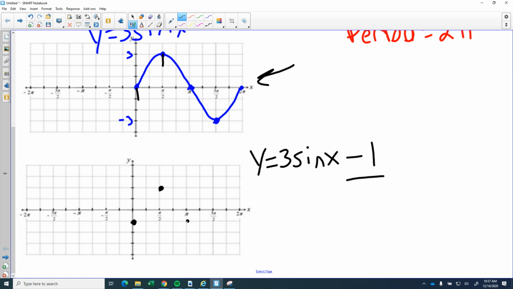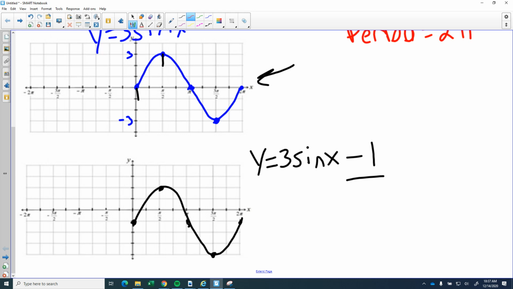At pi, I'm at -1. At 3 pi over 2, I'm at -4. And at 2 pi, I'm back at -1, giving me the graph that looks similar to this. And notice how it shifted or changed, okay? The only thing that happened based off of that vertical translation was that it all shifted down 1 unit.